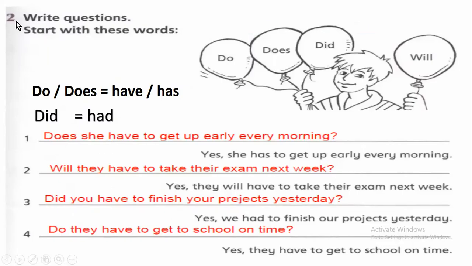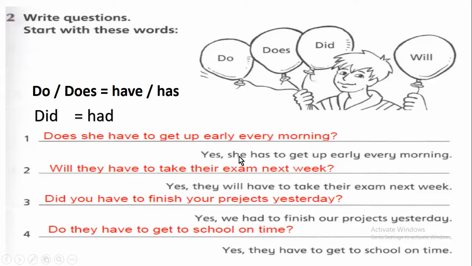The next question, number 2. Write questions. Start with these words. They ask me to write questions with do, does, did, and will. As you know, do and does are for have and has, for the simple present, and did is for the past, and you know that will is for the future. Alright, let's begin. Yes, she has to get up early every morning. Here is the answer, and you must make a question, or form a question from the answer.